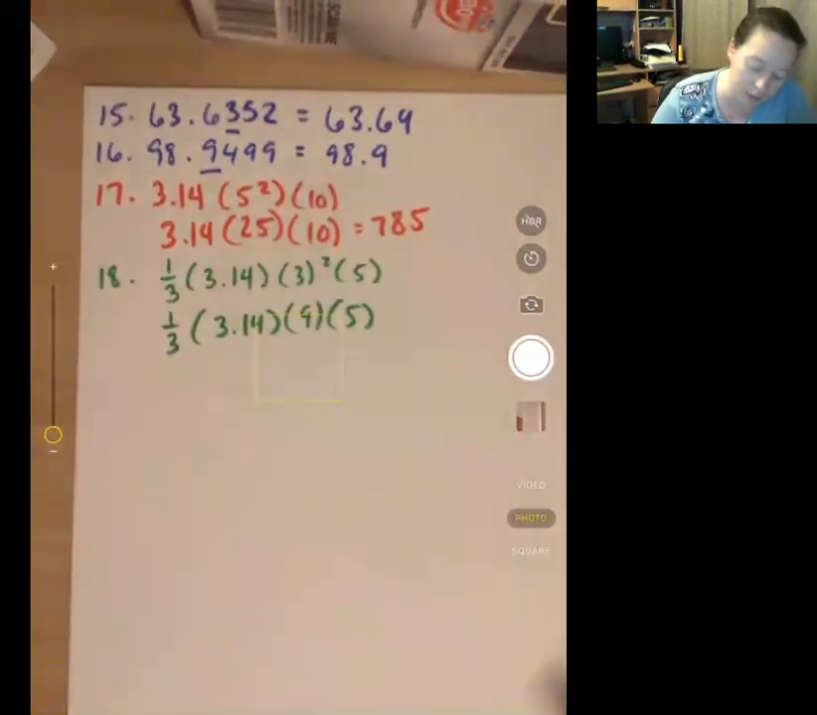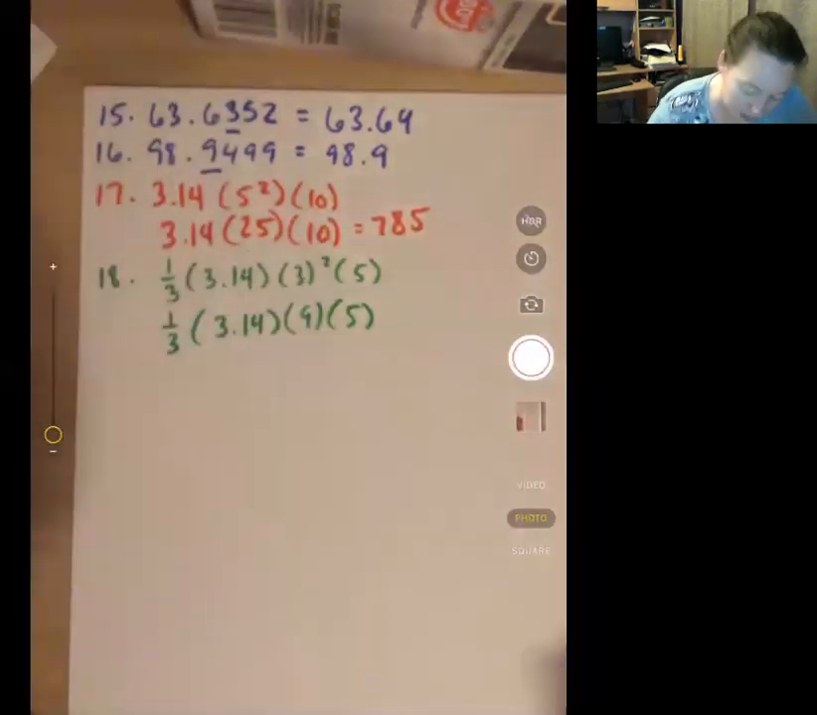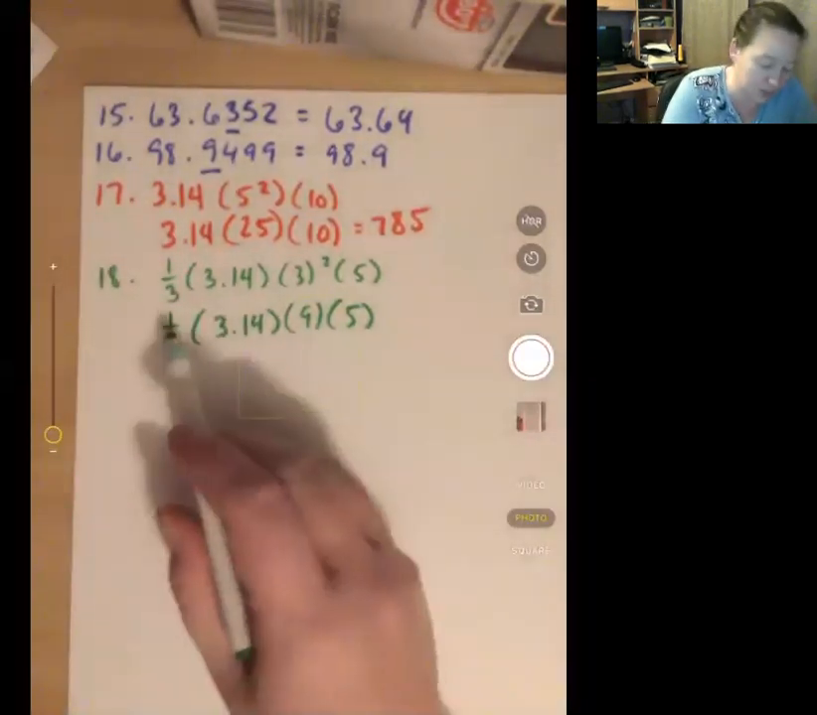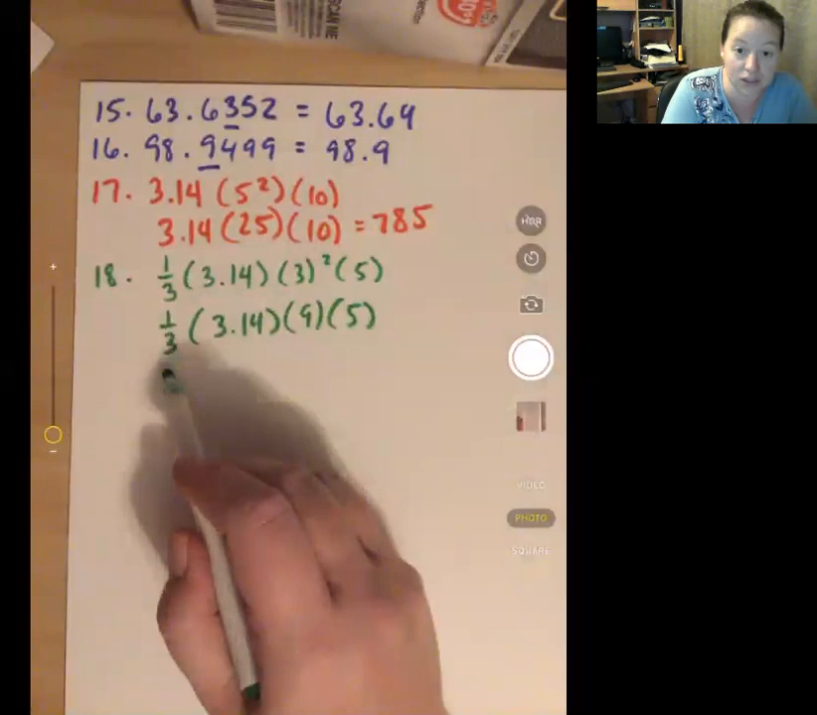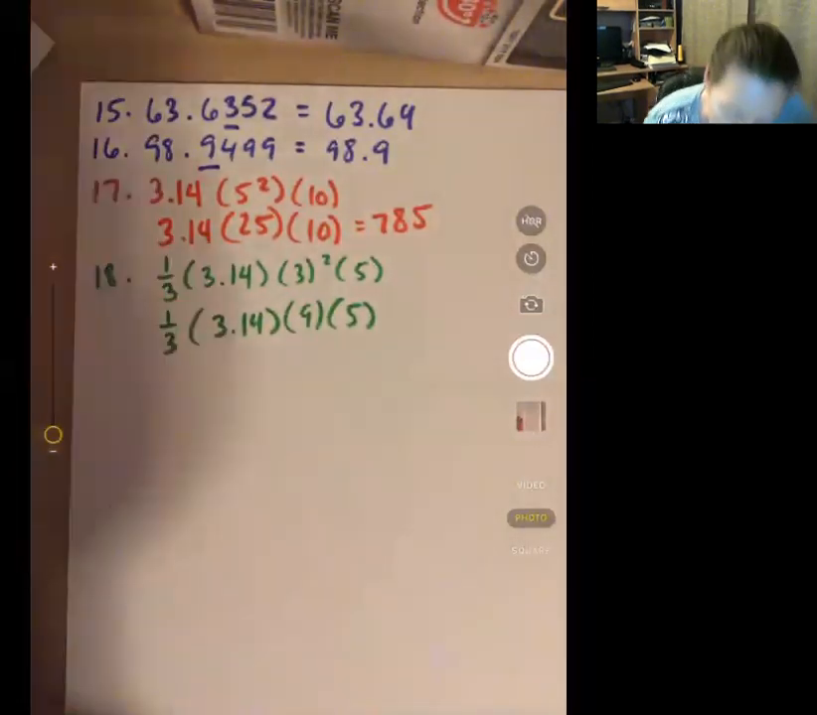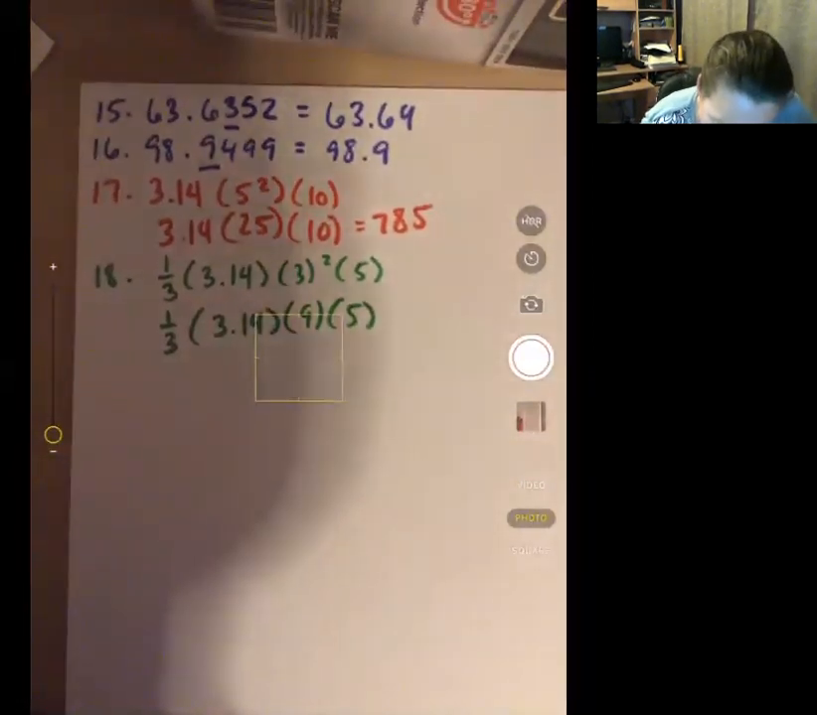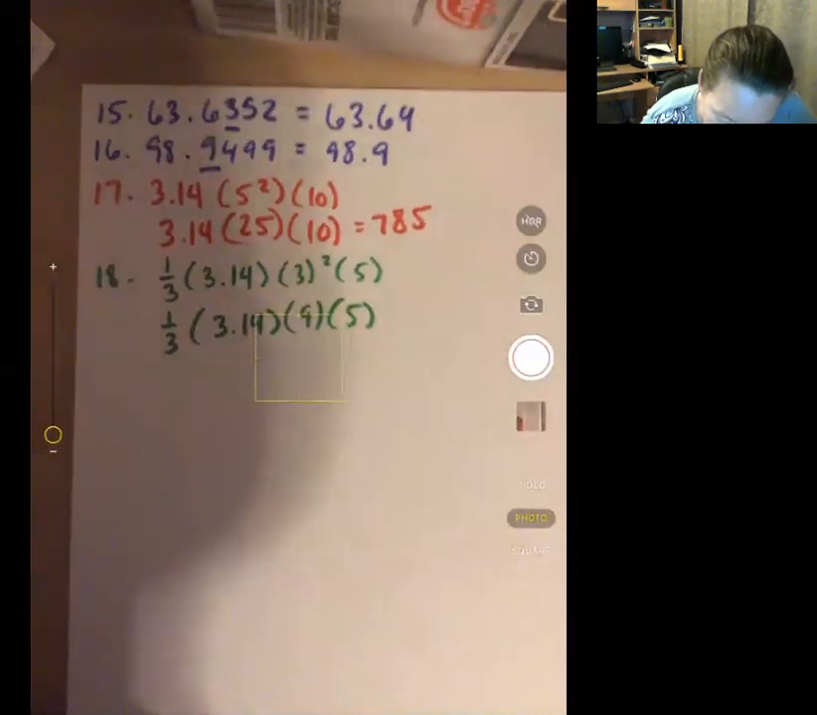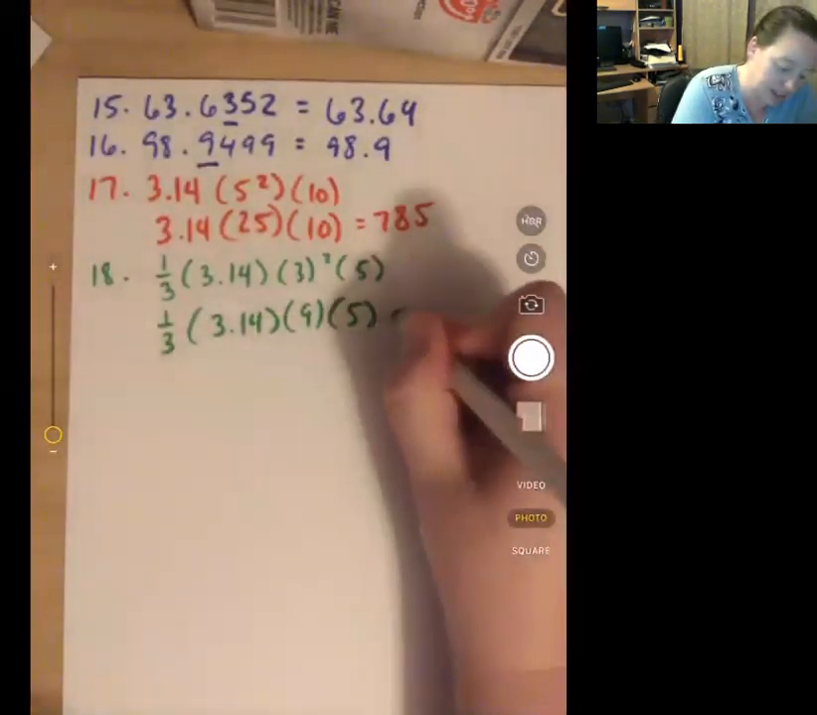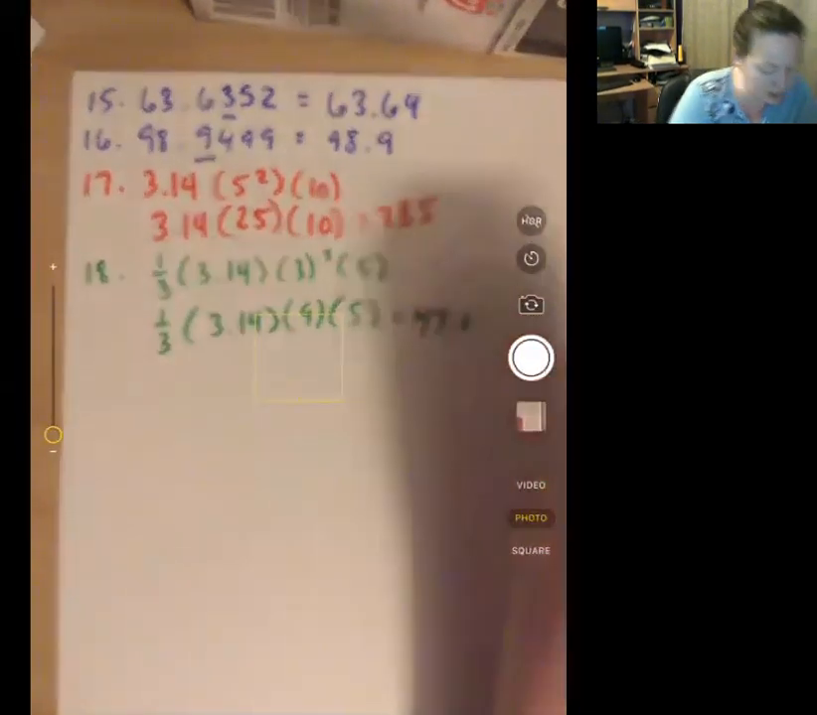Now I'm going to do my multiplication first. 3.14 times 9 times 5 divided by, because that's what this means. This means divided. This means the 3 ends up on the bottom. Divided by 3 equals 47 1/10.